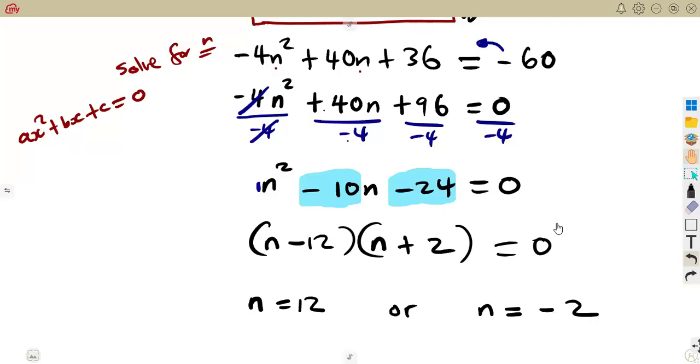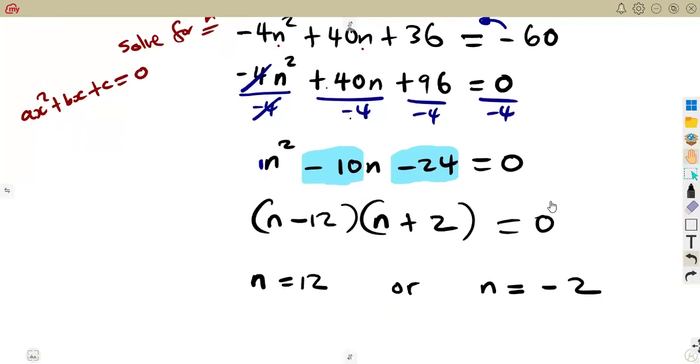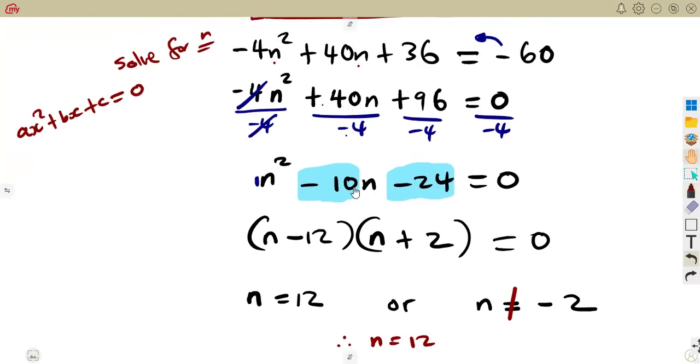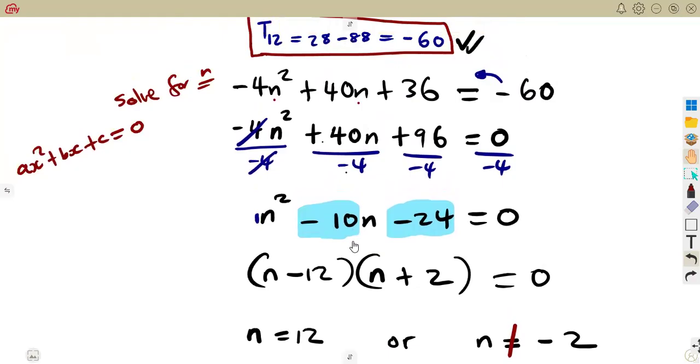N represents a certain term, like you're counting to say the first, the second, the fourth, and so on. So n cannot be minus 2. It's going to be only positive. So n cannot be equal to minus 2. Therefore, our n in this case is going to be 12, according to this equation that we have solved.